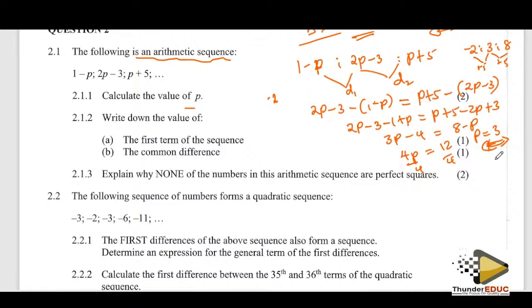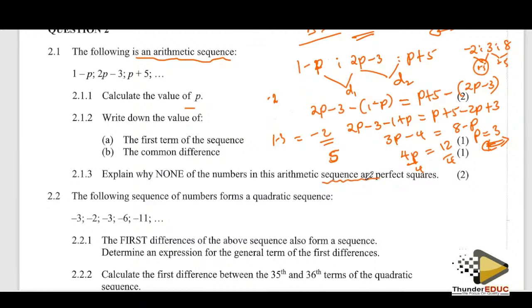Okay, so p is 3. Then they want the first term. So with the first term, just say 1 minus 3, which is negative 2. And then the common difference, remember, it's 5. We just substituted it right now. And so, okay, then explain why none of the numbers in the arithmetic sequence are perfect squares.